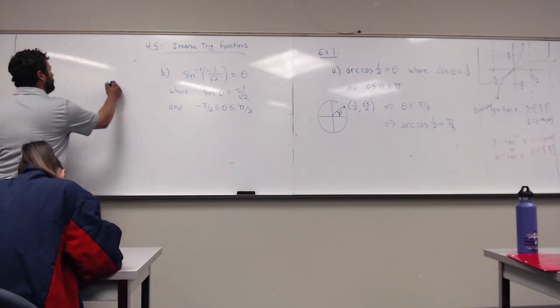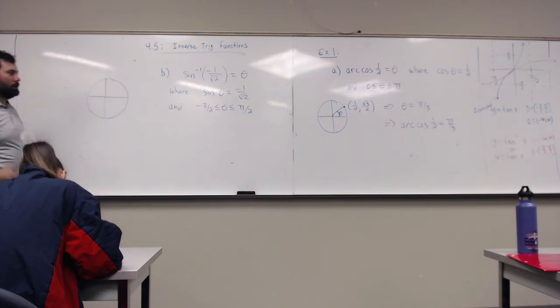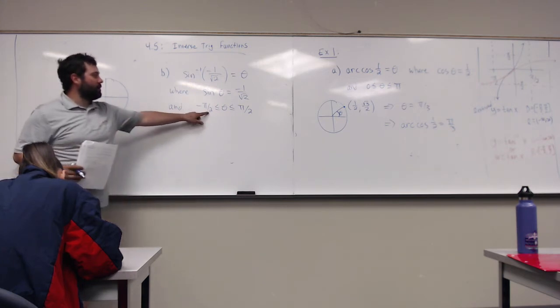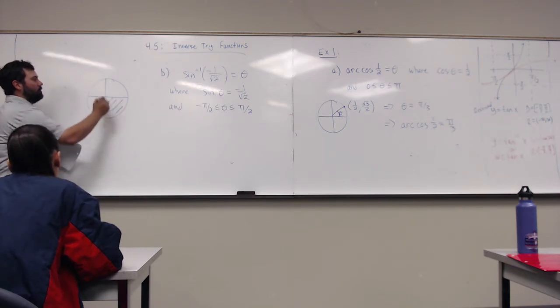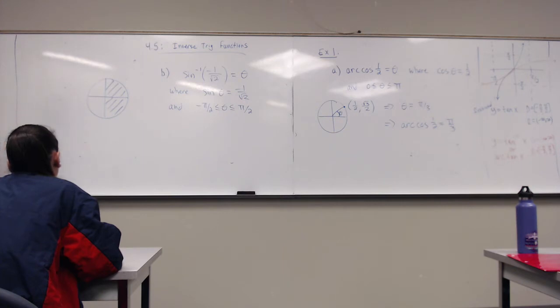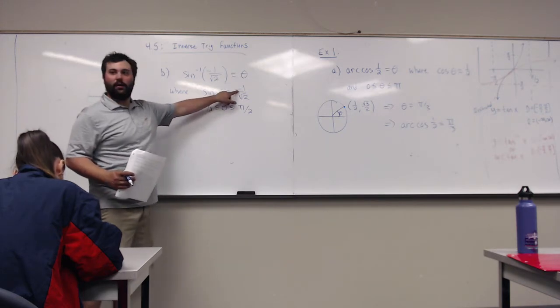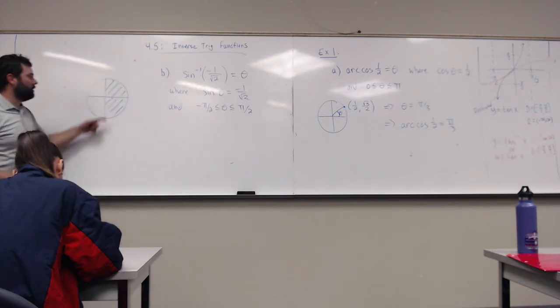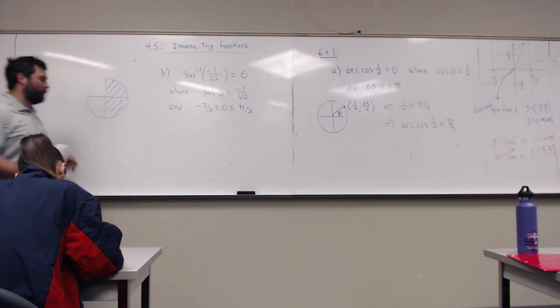So now looking at the unit circle, we're looking for an angle. Well, minus pi over 2 to pi over 2 has to either be in quadrant 4 or quadrant 1. However, sine is the y-coordinate of a point, and we have a negative value. So is my angle in quadrant 4 or quadrant 1? It's in quadrant 4.